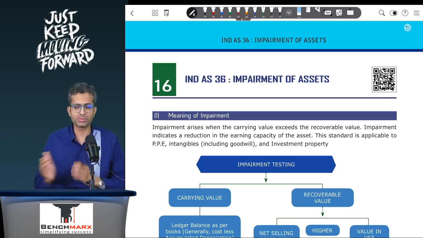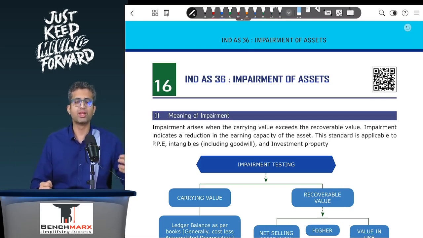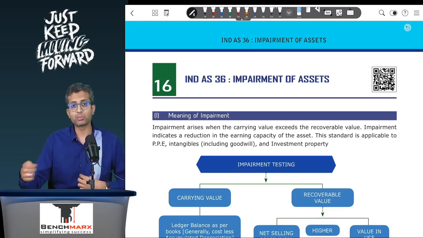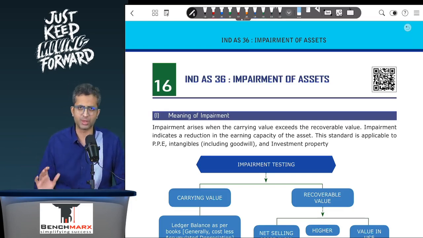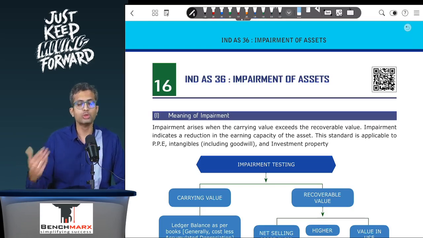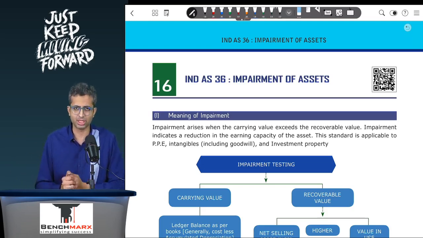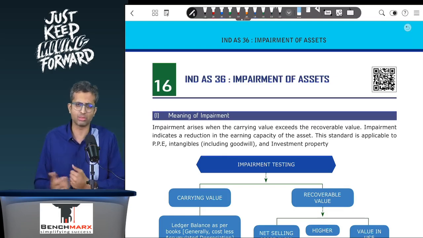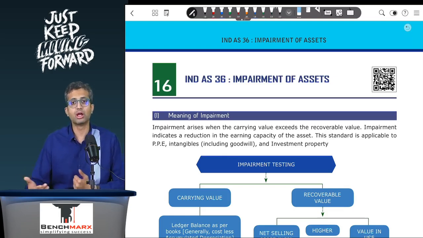Now, why do we need a separate accounting standard? Because when we look at impairment, items like inventories, financial assets, etc. have impairment provisions or write-off provisions embedded in their respective standards. But when you look at PPE, inventories, intangibles, etc., you measure them at cost less accumulated depreciation. So you don't really compare them with the value that these assets are capable of recovering as on the balance sheet date, and hence you can check for the recoverable value for these impairments.